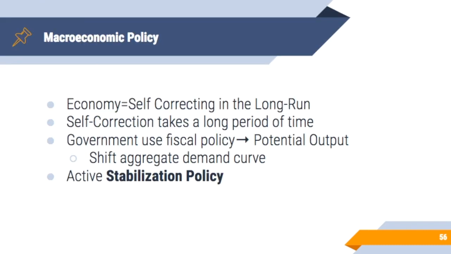So in previous chapters, we mentioned that the economy is self-correcting in the long run. That sounds perfect for eliminating recessionary and inflationary gaps, right? Well, yes and no. Yes, because it does eliminate the gaps in the long run, but no, because it takes a long time, maybe even decades. In fact, that's probably why John Maynard Keynes said that in the long run we are all dead.